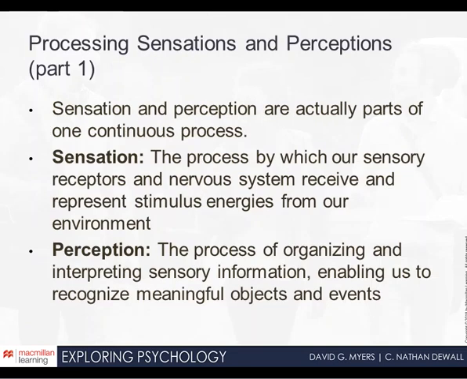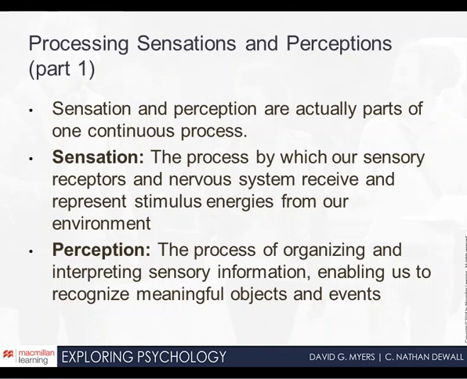So what are we talking about here? Sensation and perception are actually parts of one continuous process. It allows us to be able to interact with the world, to be able to survive. It aids in our survival. Well, sensation, the process by which our sensory receptors and nervous system receive and represent stimulus energies from our environment. Perception is the process of organizing and interpreting that sensory information, enabling us to recognize meaningful objects and events.